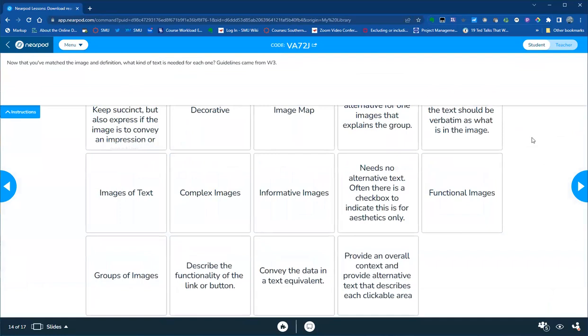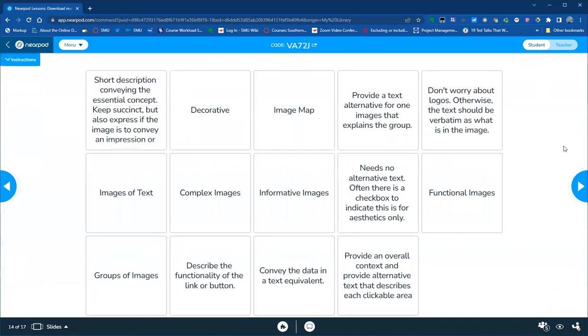So now that we've looked at some of the images and that we've talked a little bit about the types, for example, let's take a look. We've already talked about some of this. What is the decorative image? Which one of these answers is the match for the decorative image?